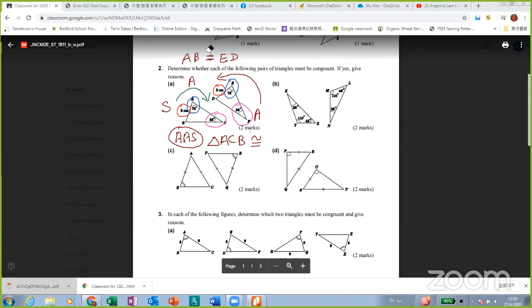And therefore we have triangle ACB congruent to... you look at the blue color. For angle A, it is equal to angle E of the second triangle. Therefore we say that angle A corresponds to angle E, and angle C corresponds to angle F. Therefore triangle ACB is congruent to triangle EFD, like that.